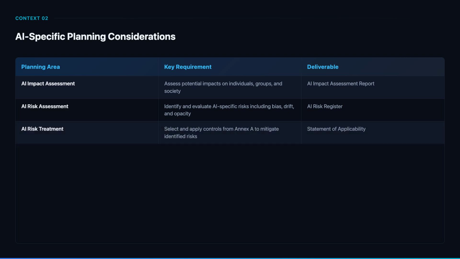For AI risk treatment, you select appropriate controls from Annex A to address the risks you've identified. You then document these decisions in a statement of applicability, similar to the approach used in ISO 27001. You must ensure your teams have the AI-specific skills and knowledge required to develop, deploy, and monitor AI systems responsibly. This means creating an AI competency framework covering data science, ethics, and governance roles.